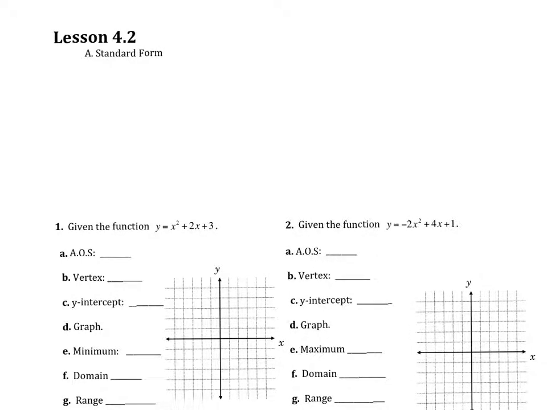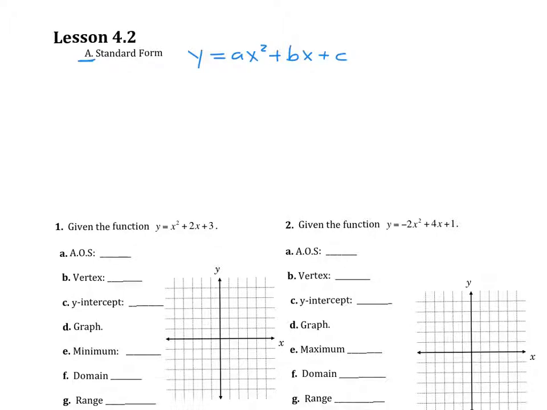For 2a, what we're doing right now is just the a portion. Do you remember what we said standard form looks like for a quadratic? That's the one. Standard form is ax squared plus bx plus c. Okay, that's the standard form.